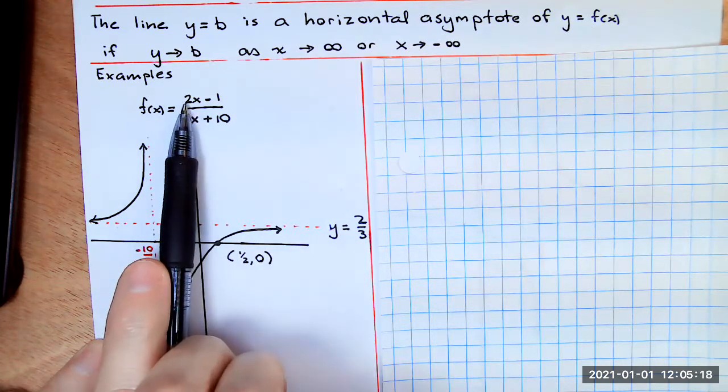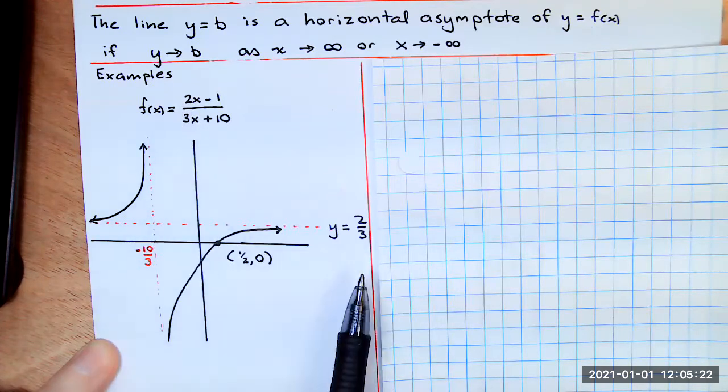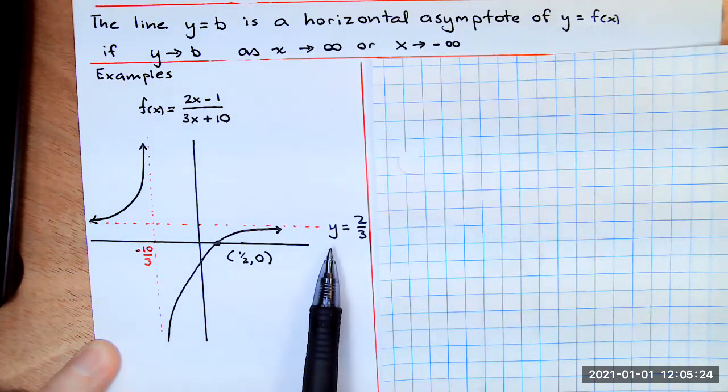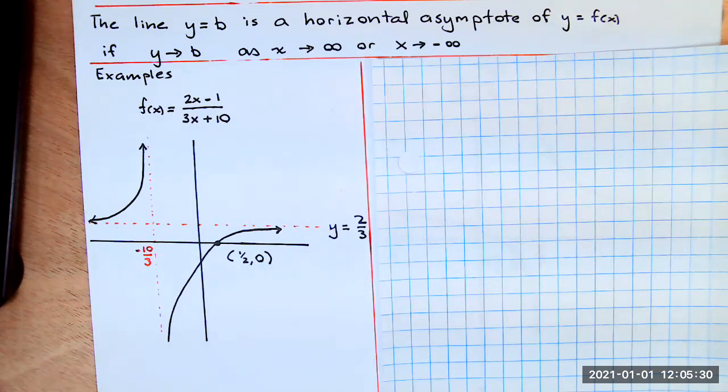And if you noticed the ratio of the leading coefficients is 2/3, you would be correct. That's why the horizontal asymptote is 2/3. We'll talk about the rule in a few minutes, but before we do that, let's look at another example.